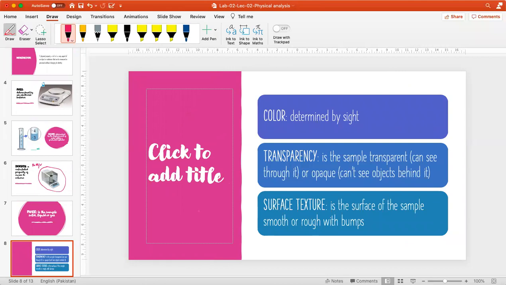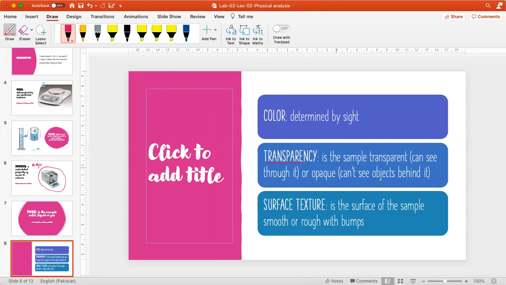Next we move to color. Color is determined by sight. Many of the salts are colored, and they are determined by sight. And then we come to the physical property known as transparency. Transparency is whether the sample is transparent. Can we see through the sample, or is it opaque, right?